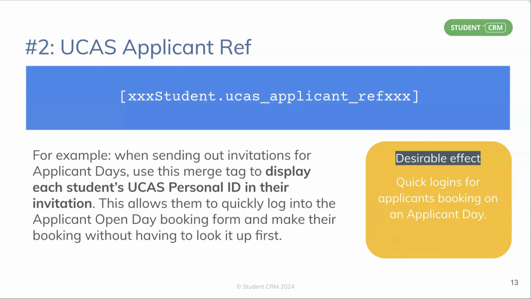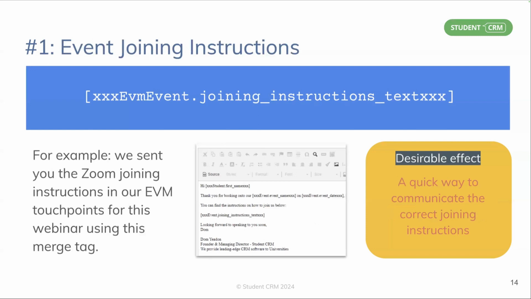So remember, we store a great deal of information within Student CRM and its associated apps that can be useful for the student to see again. It only goes back to the student, but again, it's really useful for logging in. This one, for example, the UCAS applicant ref, is really great for enabling quick logins for applicants who are booking on an applicant day or logging back into an existing booking. Okay, number one, event joining instructions, certainly our favorite one, we use it a lot.